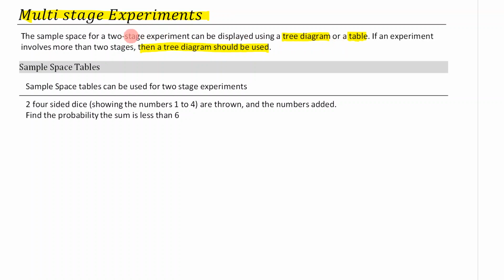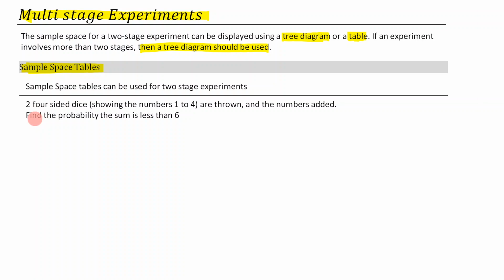If it's just a two-stage experiment, we use a table or tree diagram. And if it's more than two, we use a tree diagram. So let's begin by talking about sample space tables. Sample space tables can be used for two-stage experiments. So what does it mean when it says a two-stage experiment? That means, for instance, you're flipping a coin twice.